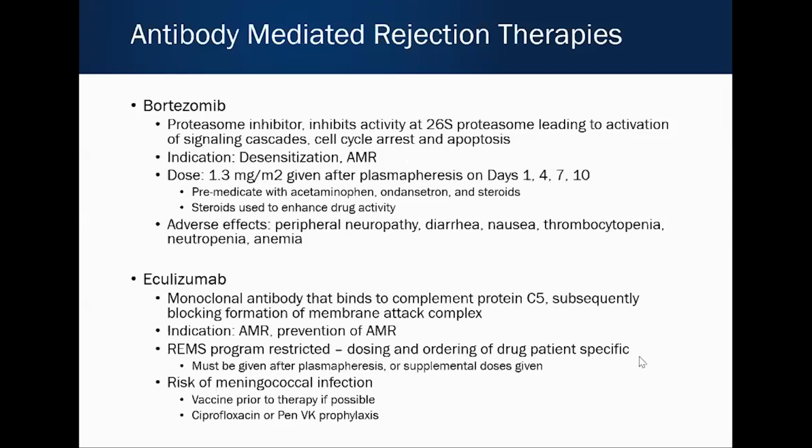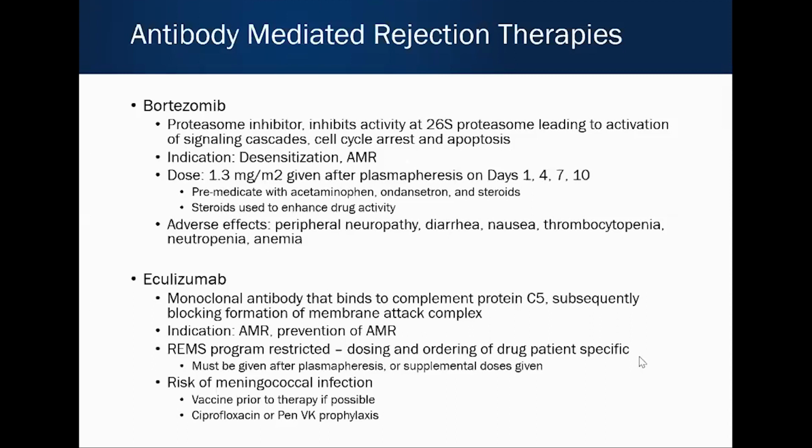Eculizumab, or Soliris, is a monoclonal antibody that binds to complement protein 5, so it essentially helps to block the formation of the membrane attack complex. Reasons for this may be AMR. I put on here prevention of AMR, so there's literature in using Soliris at the time of transplant in those patients who are highly sensitized as a way to essentially try and prevent the development of AMR post-transplant.